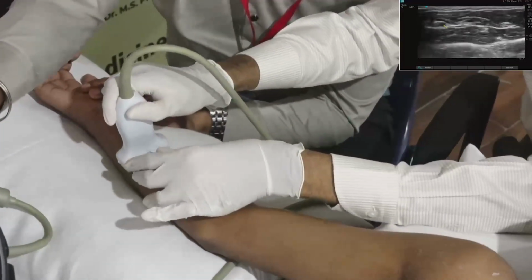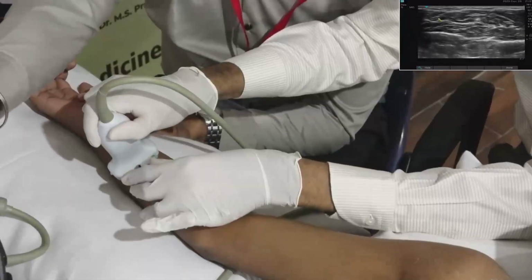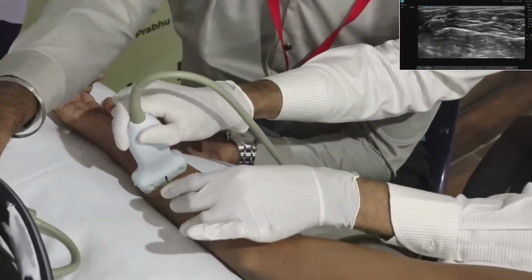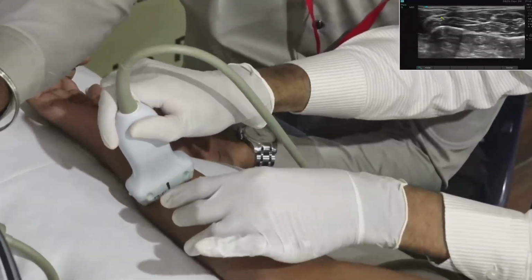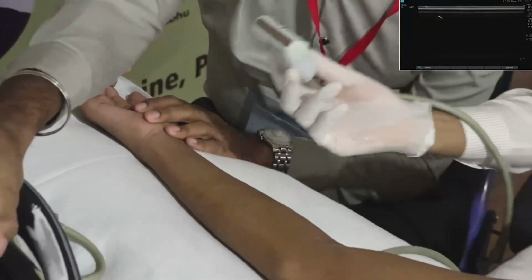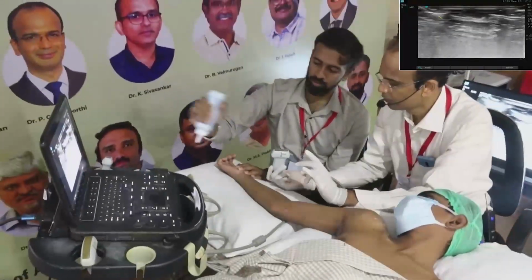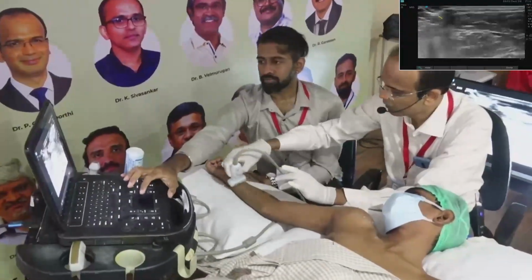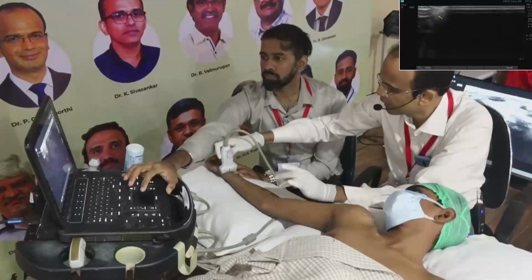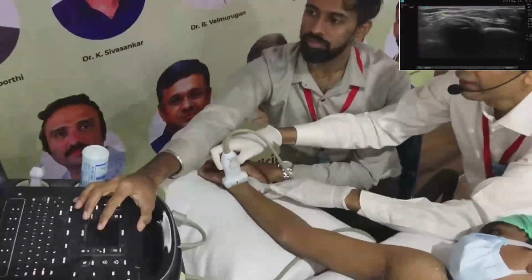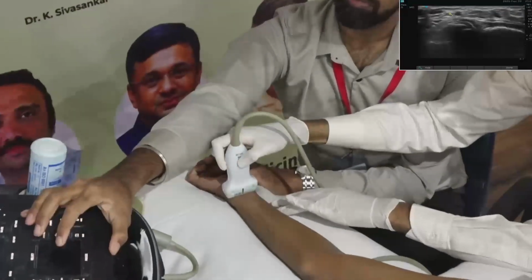So now if we trace the ulnar artery, then one neural component you see, that is ulnar nerve. So if you want to trace the ulnar nerve, from the wrist you can trace the ulnar artery, the pulsating structure.